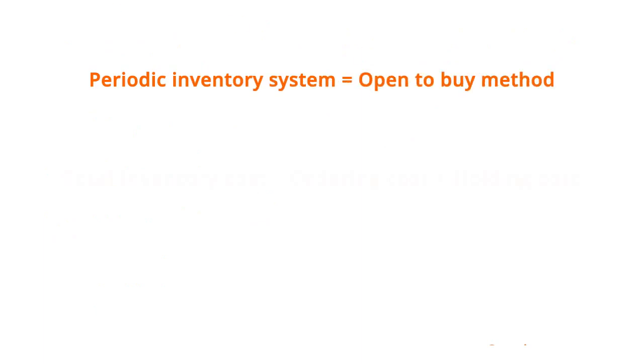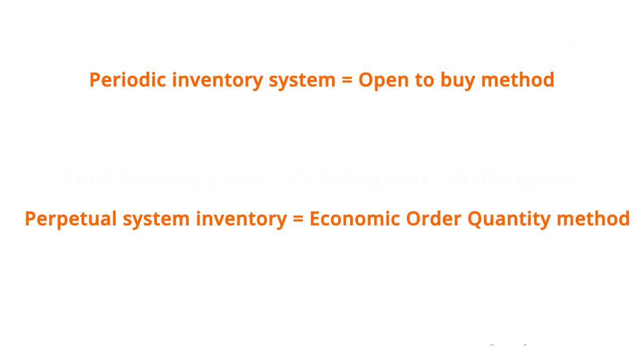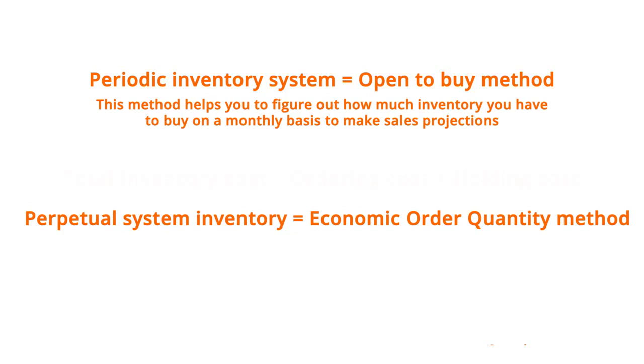For the periodic inventory system, it is the open to buy method, and for the perpetual inventory system, it's called the economic order quantity method. So what is an open to buy method? An open to buy method is an inventory management tool that helps you as an SME figure out how much inventory you need to buy on a monthly basis to make your sales projections. The goal of the open to buy method is not to keep you from buying. Rather, the goal is to ensure the correct inventory level so you do not have too much or too little inventory.